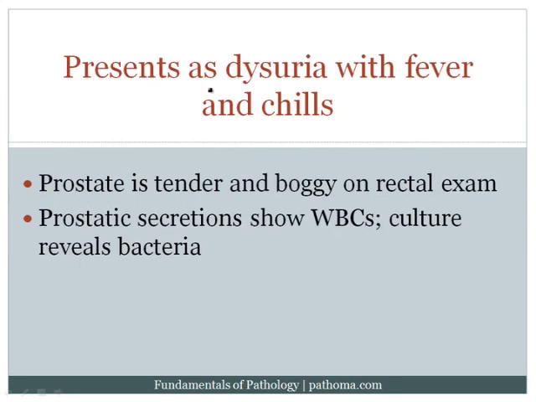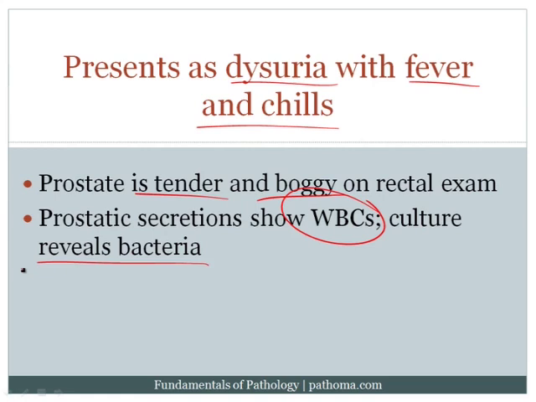Patients with acute prostatitis present with pain during urination, along with fever and chills. On digital rectal exam, the prostate would be tender and boggy. That's particularly high yield. And the prostatic secretions would show white blood cells, with the culture usually revealing bacteria.